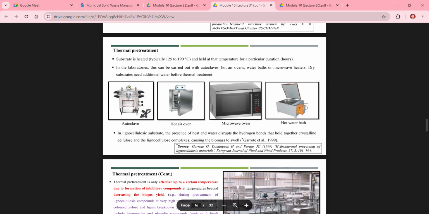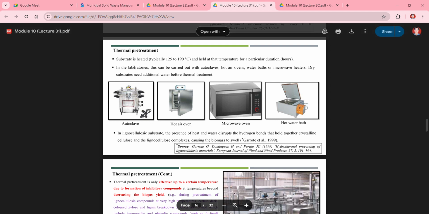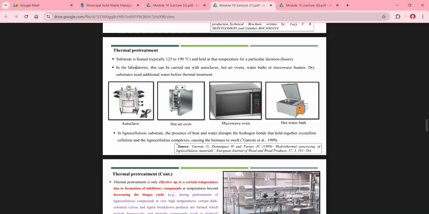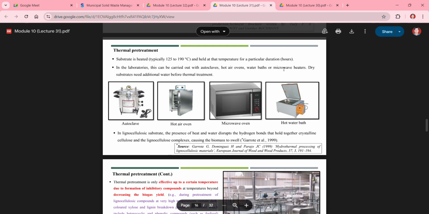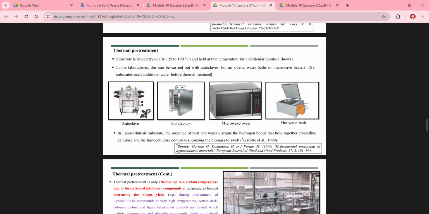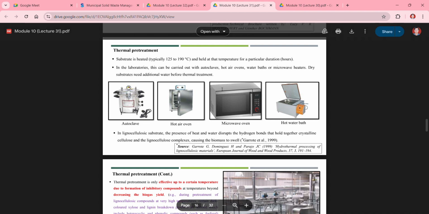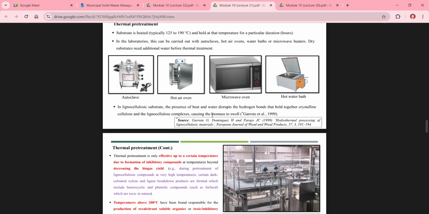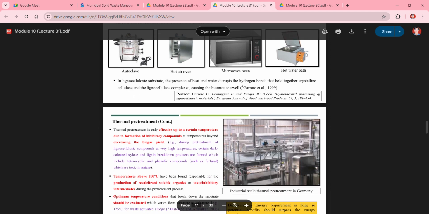Then coming to thermal pre-treatment processes. The substrate is preheated up to around 125 to 190 degrees Celsius and held at that temperature for a particular duration. In the laboratories, this can be carried out with the help of autoclaves, hot air ovens, or water baths, or microwave heaters. Dry substrate needs additional water before thermal treatment. So we have to add some water content in the dry substrate for the proper thermal treatment.